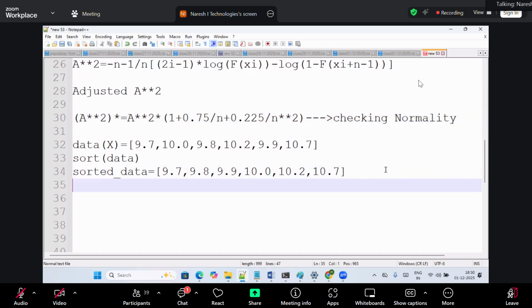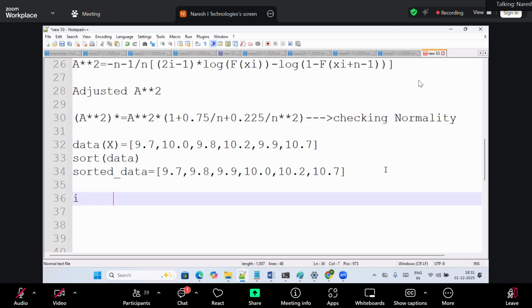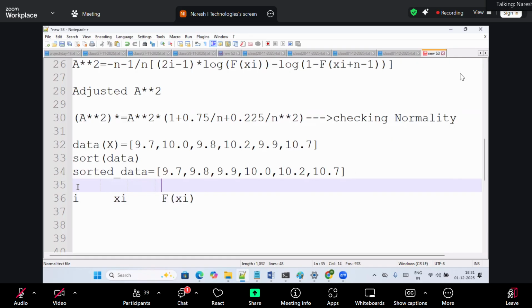Then same thing, guys. I will take here i. i is nothing but the value number. You can say here you have a xi, and you take f of xi. This f of xi is representing here, guys, theoretical CDF.